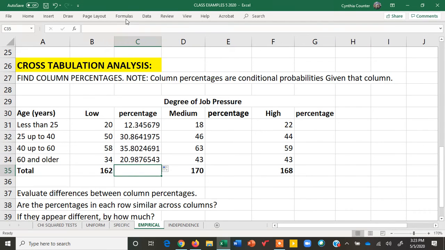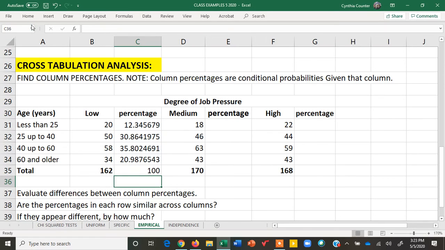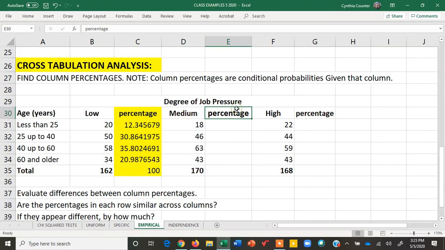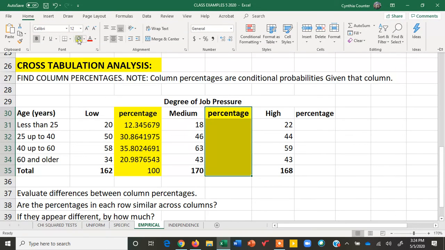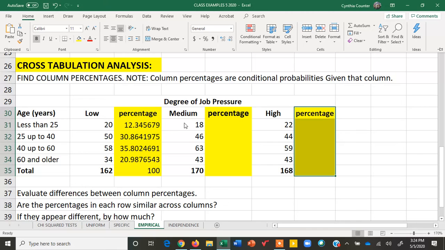Of course, these percentages had better add up to 100, and indeed they do. So we're going to do that for each of the categories. I'm going to go ahead and highlight the percentage columns so we can stay focused on the percentages when we talk about or compare these values to one another in our cross-tabulation analysis.